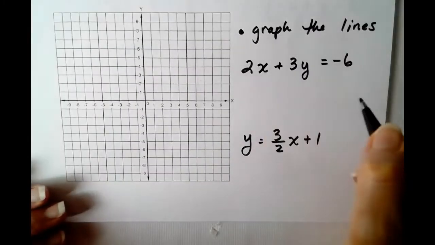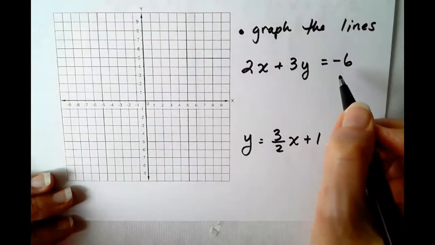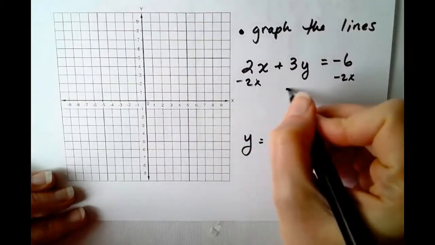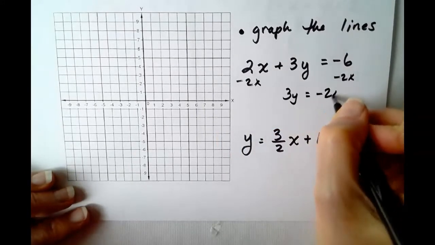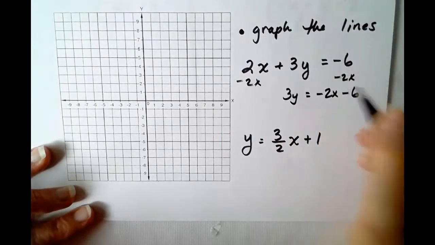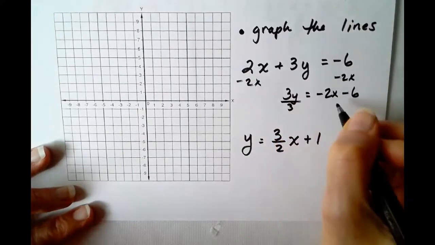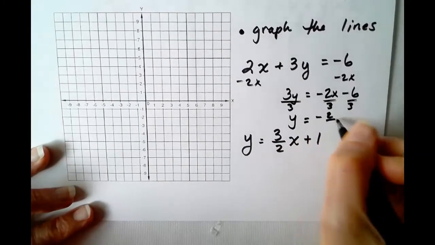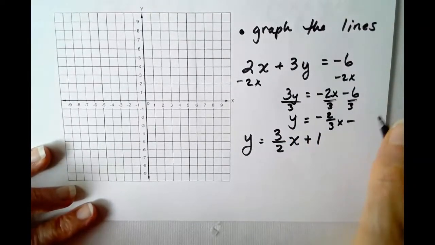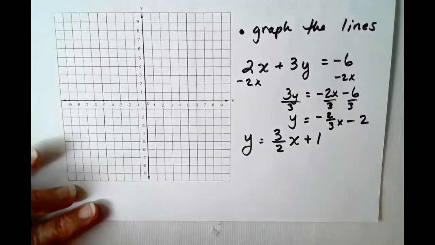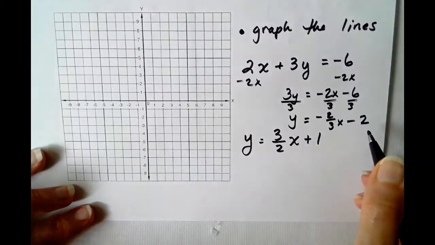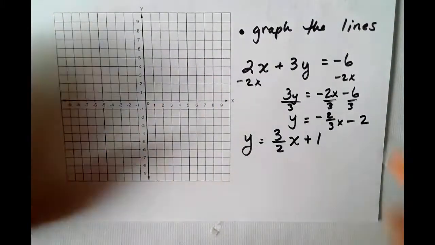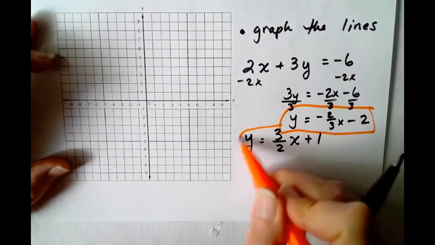Next system of equations. Let's solve for y. Minus 2x, minus 2x, 3y equals negative 2x minus 6. Pay close attention to the signs. Divide by 3, divide by 3, divide by 3. Y equals negative 2/3 x minus 6 divided by 3 is 2. There's our first equation. Here's our second equation. It's already solved for y. So here's the first, and there's the second.